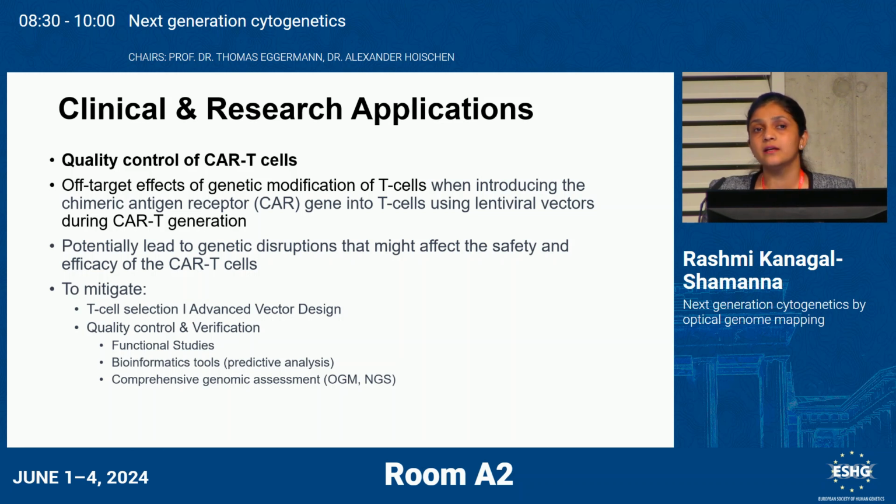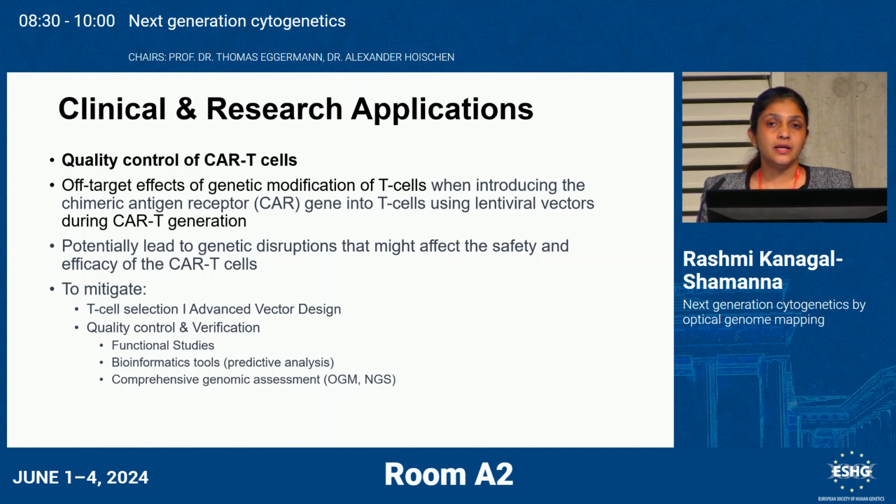So when we are generating CAR-T cells in the lab, invariably there is potential for introduction of off-target effects. If it is because of the lentivirus, it can cause unnecessary genome modifications in sites other than intended. And one way to potentially mitigate it would be to improve the T cell selection and to advance the vector design, et cetera. But a very simple way is to actually perform comprehensive genome testing before reintroduction of these CAR T cells back into the humans.